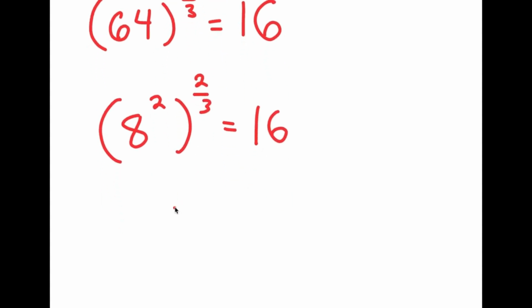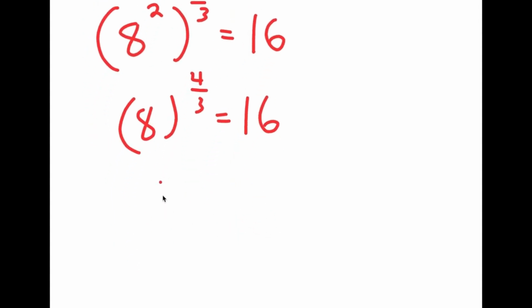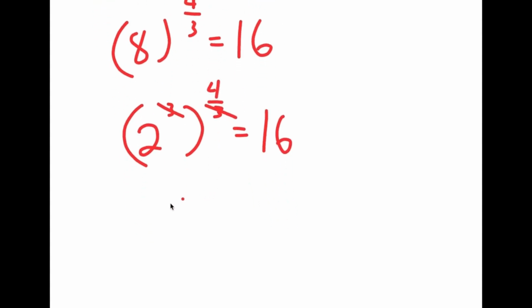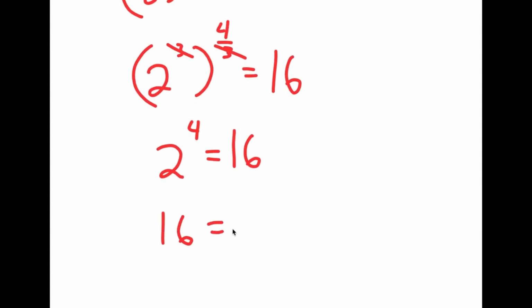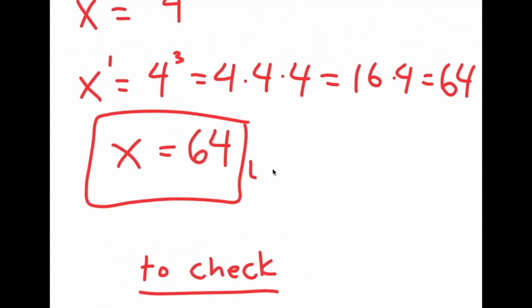And remember, if I have something in the form a to the power of m to the power of n, that's equal to a to the power of m times n. So this is going to equal 8 to the power of 4 over 3. Now from here, I'm going to rewrite 8 as 2 to the power of 3. So I get 2 to the power of 3, to the power of 4 over 3 is equal to 16. Then these two 3's cancel out, so I get 2 to the power of 4 is equal to 16, and 2 to the power of 4 is 16. So I get 16 is equal to 16, and we know that this is right, meaning my solution of 64 is also right.